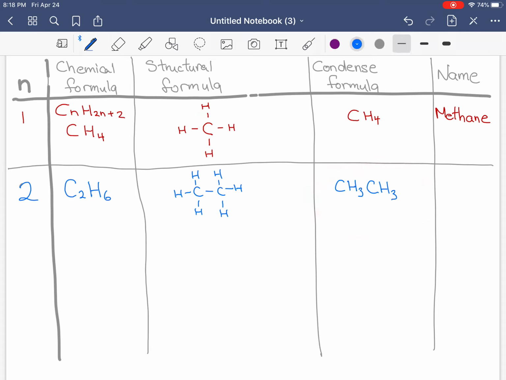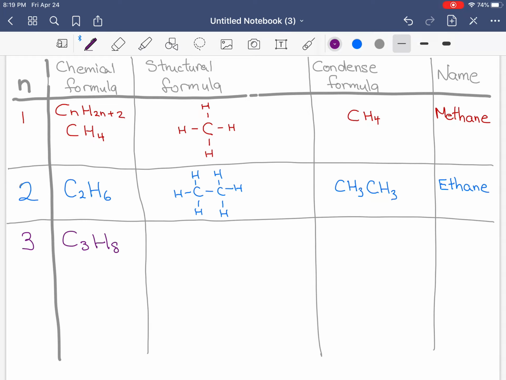All right, hey, let's name it. If CH4 is called methane, what do you think C2H6 is called? There's 2 carbons involved, right? 2 means eth. This is an alkane family, so that's ethane. See? Not so bad, right? Hey, let's continue. Let's do another color. n equals 3. So this will be C3H8.